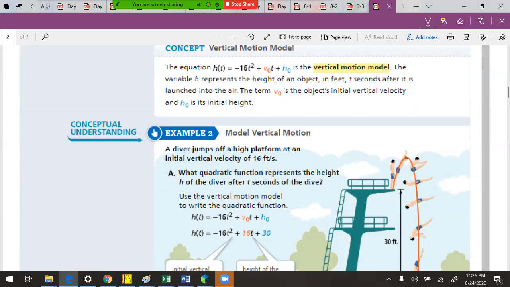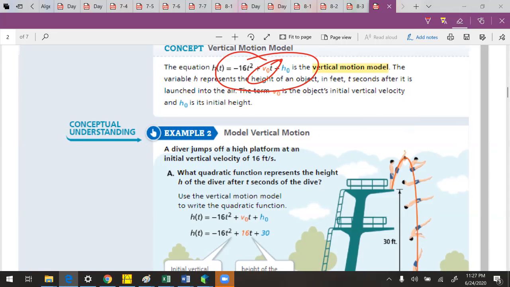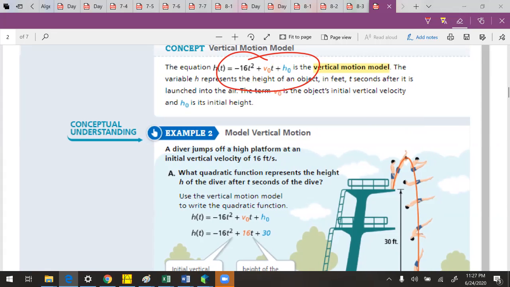Next example. This is also important. Vertical motion model. This is a very common equation to find the vertical motion of an object as it's falling on the ground. H of 0 is what you start off with, the initial height. V of 0 is the speed at which an object is falling or going up, depending on the direction it's going. If it's negative, it's going down. If it's positive, it's going up.